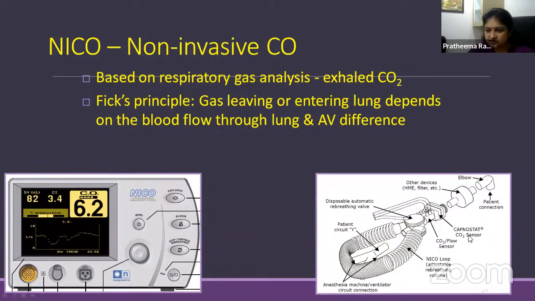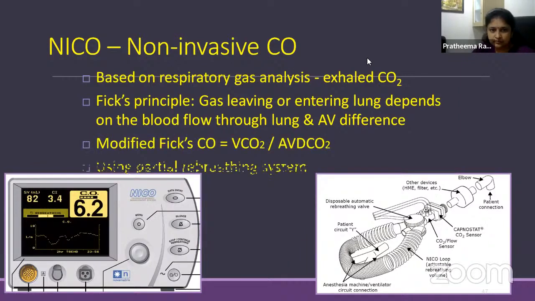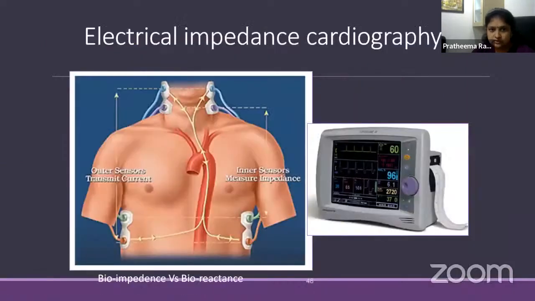This is the capnostat, the carbon dioxide sensor, and this is the rebreathing valve. So we know that there is a NICO loop and this is adjusted. We have a monitor fitted here with a cable which goes to the monitor, and numbers are displayed there. NICO is non-invasive cardiac output monitoring. The calculations are done in this partial rebreathing system and displayed as numbers.